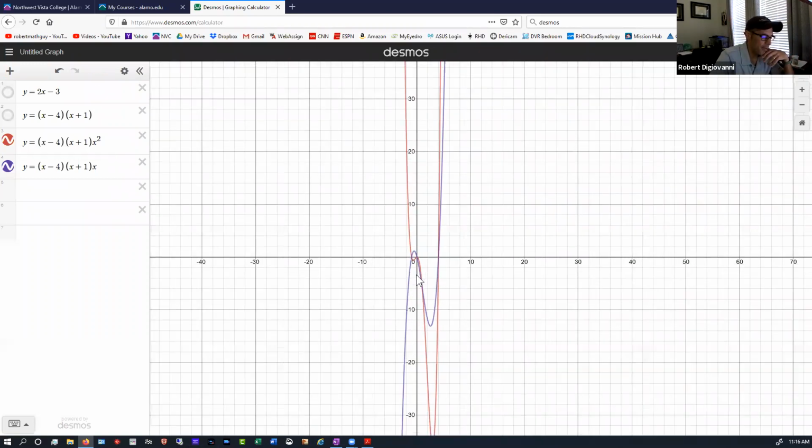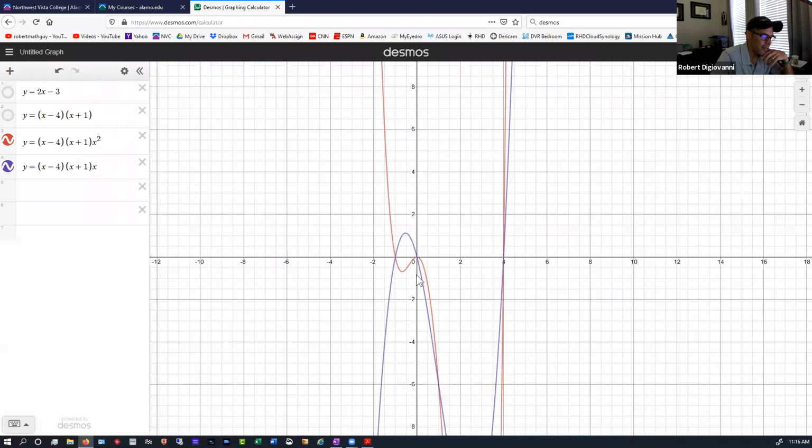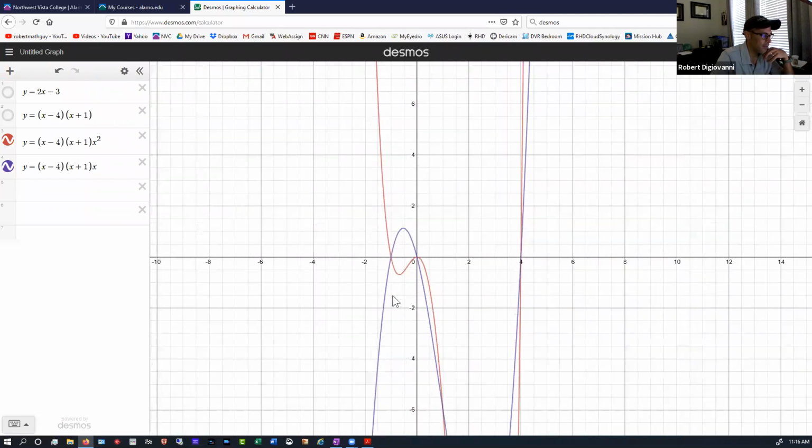Now, there's something happening. Let me zoom in here. Do you all see something that all of these have in common? The parabola, so the green one, the red one, and the purple one, they all have something in common. Can you all see what it is?